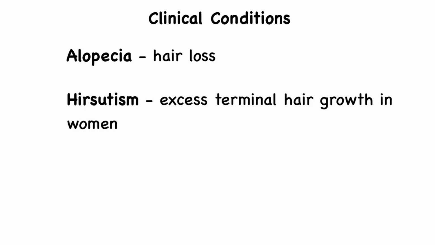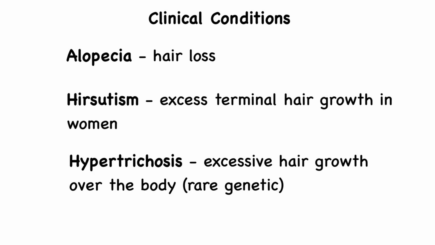Some conditions that affect hair include alopecia, which is hair loss. There are various types of this, from autoimmune to age-related. Hirsutism, which is excessive terminal hair growth in women, which is often hormonal. And hypertrichosis, which is excessive hair growth over the body, which is genetic and rare. Also, chemotherapy often causes hair loss because it targets rapidly dividing cells, including those in the hair matrix.